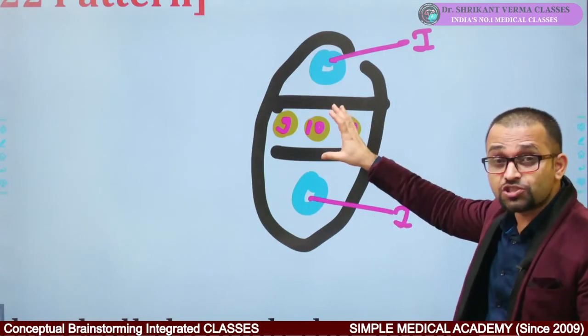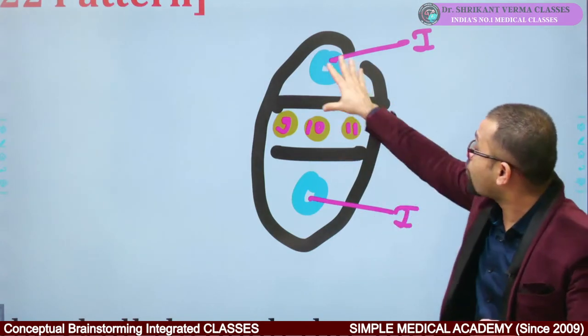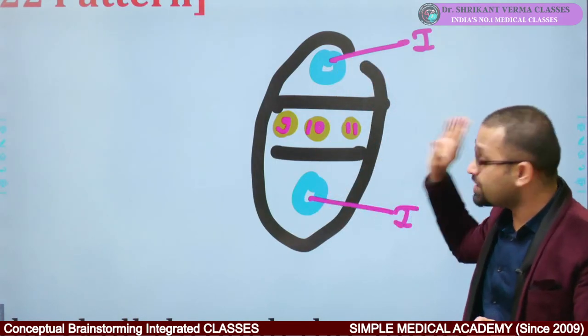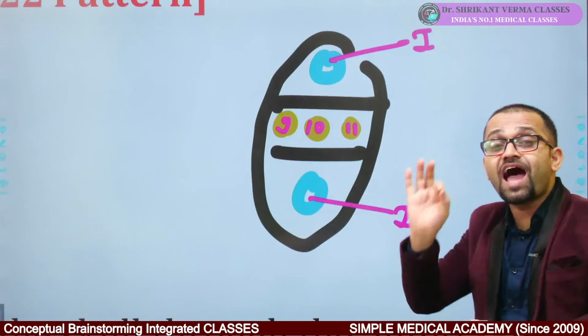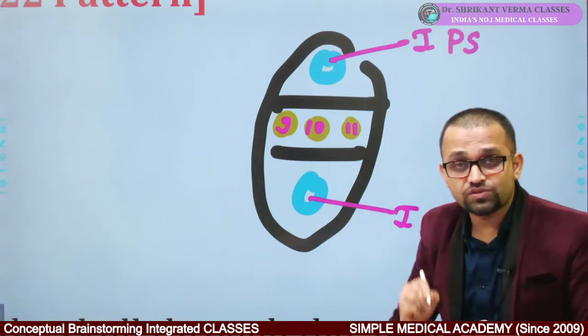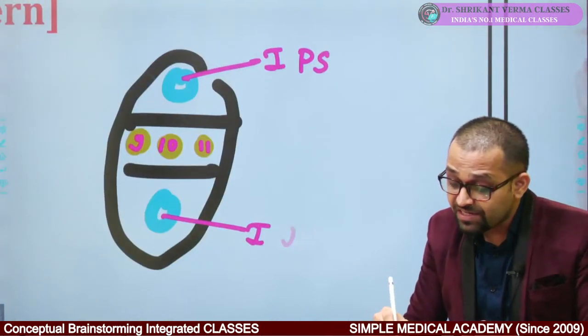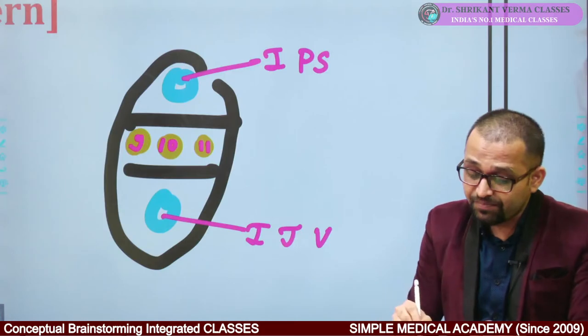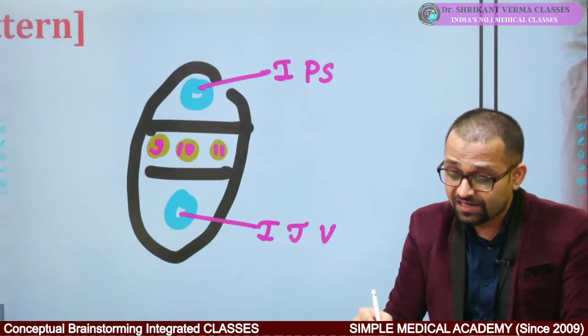This is the INICET 2022 question. What are the structures passing through the jugular foramen? Anterior I, posterior I. In between there are the 9, 10, 11 cranial nerves. Anterior I is the inferior petrosal sinus. Posterior I is the internal jugular vein. Also, you can remember the sigmoid sinus. And in between there are the 9, 10, 11 cranial nerves.